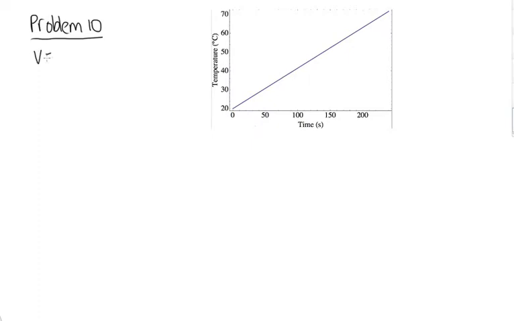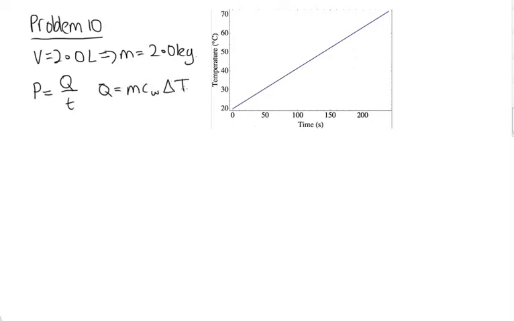So we're told that the volume of water is 2 litres, which tells us that the mass of the water in the kettle is 2 kilograms. And we're going to need to use a couple of equations. We're going to need to use that power is equal to energy over the time, and energy in this case is in the form of heat, so Q on t. And we also know that heat is related to the change in temperature through mc_w times the change in temperature. So combining these two, we've got that power is equal to mc_w times the change in temperature over time.